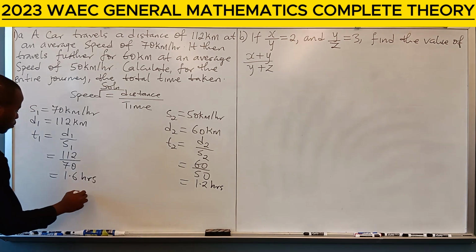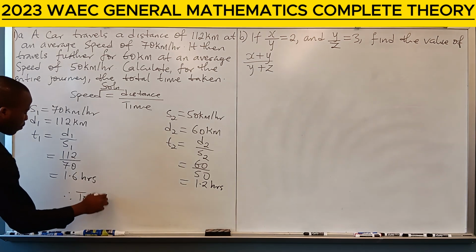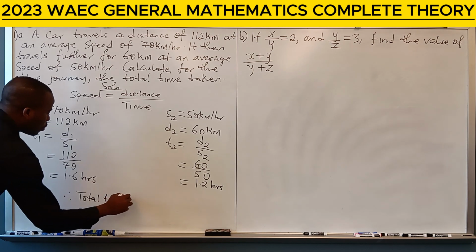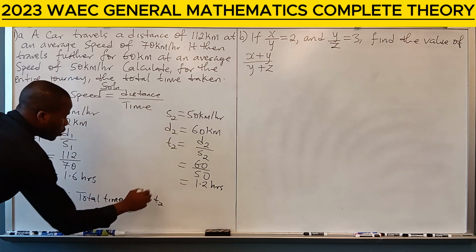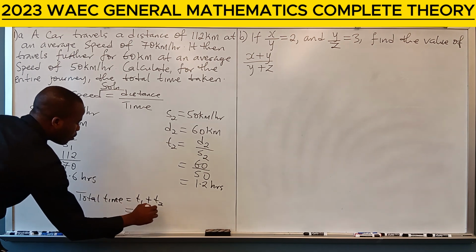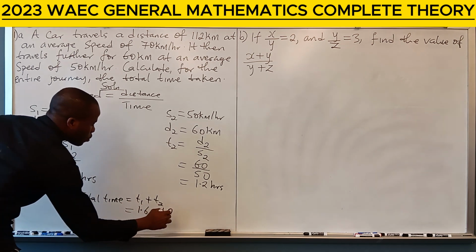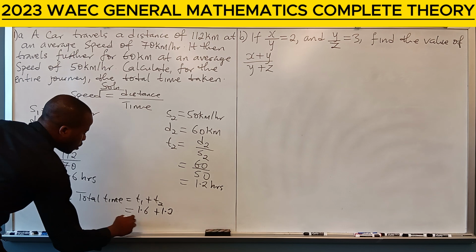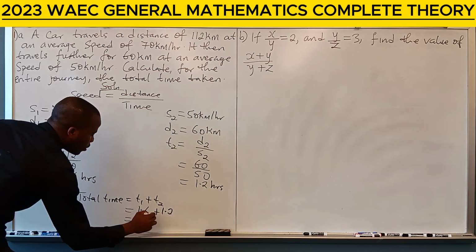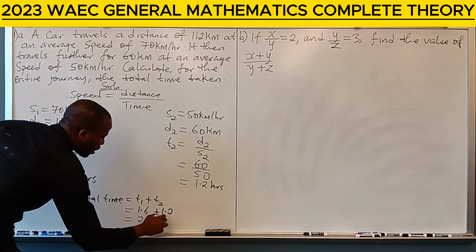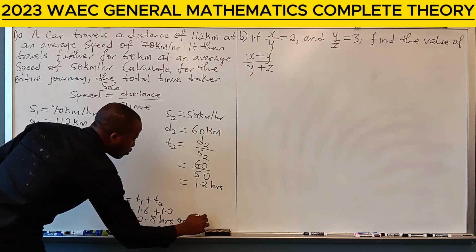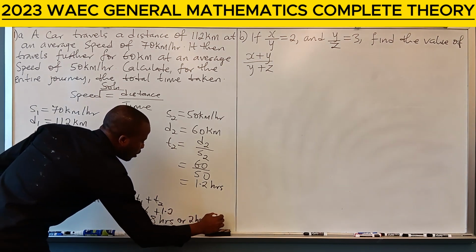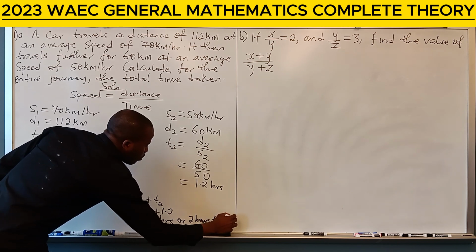Therefore, total time will be T1 plus T2, which is 1.6 plus 1.2, which is 2.8 hours, or 2 hours 48 minutes.